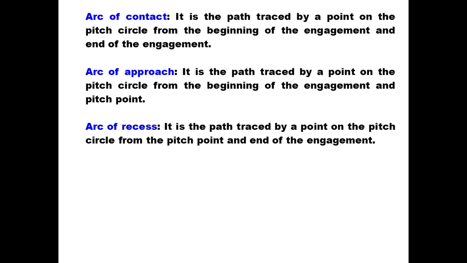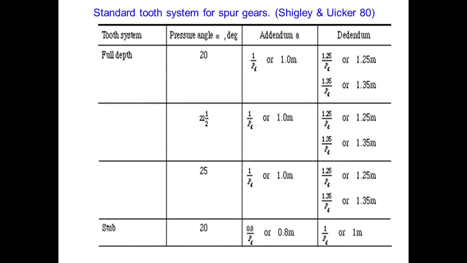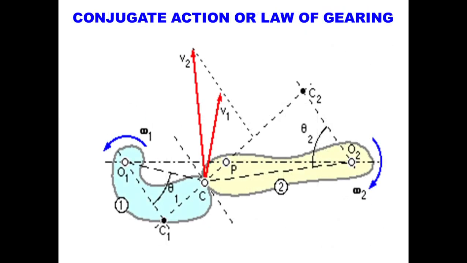Though I just went through it, we have already seen this in the diagram in the first part of the video. Standard tooth system: you can see as per the pressure angle what the addendum and the dedendum are, for full depth and for the stub piece. Now, conjugate action or law of gearing.